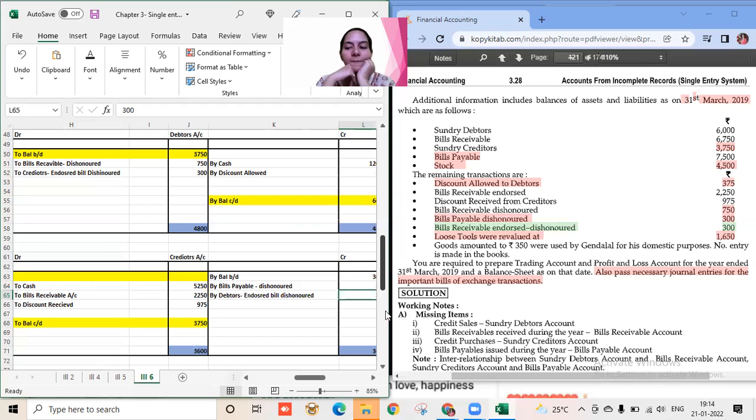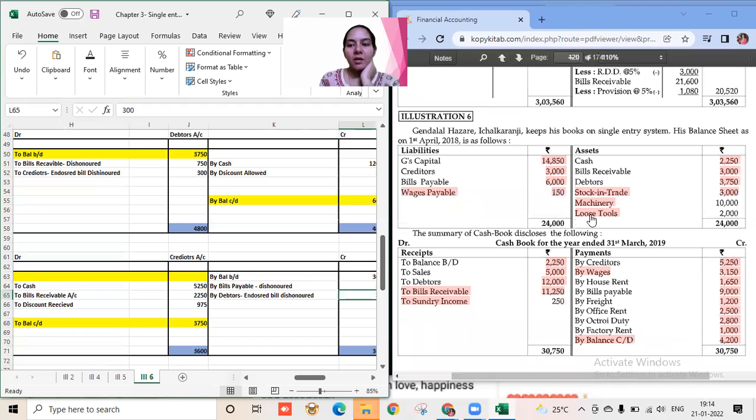Done with the impact? Yes, ma'am. Now, look into the next adjustment. Loose tools were revalued at 1650. Now go back and check how many loose tools we had. कितना वैल्यू था loose tools का? 2000. ठीक है? Have they asked you to make any machinery के ऊपर कोई depreciation बनाने बोला है?